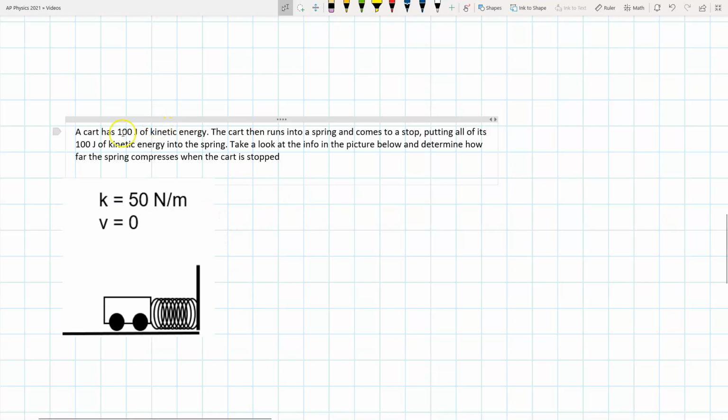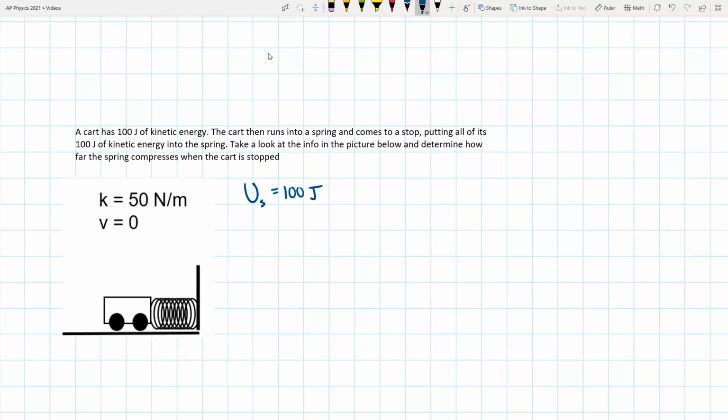So let's see, a cart has 100 joules of kinetic energy. The cart then runs into a spring and comes to a full stop, putting all of its 100 joules of kinetic energy into the spring. So that means the spring now has U spring equal to 100 joules. They put all of that kinetic energy, all of it, into the spring energy. So we're going to call it that.